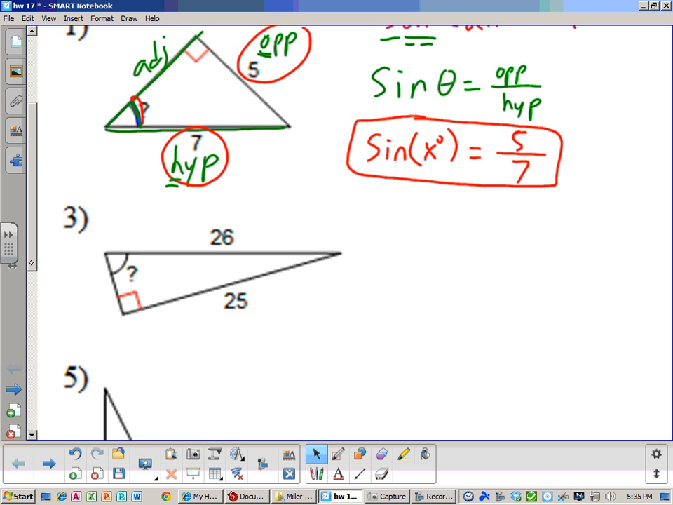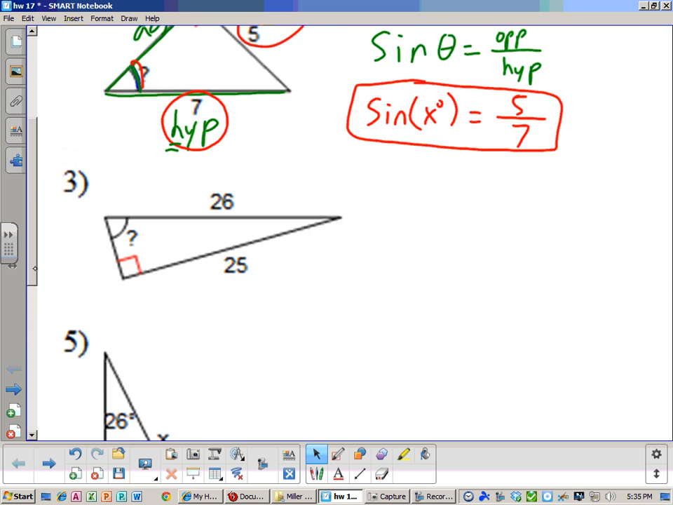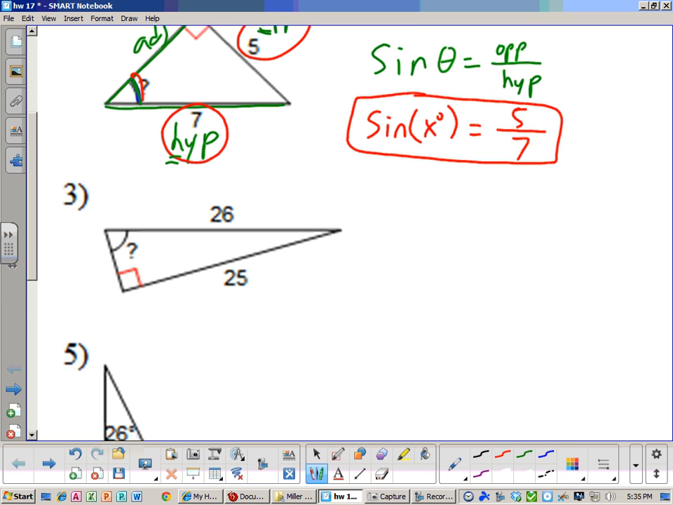Number 3. It's another angle problem. Here's our angle. This is our hypotenuse. It's our longest side. The right angle always generally tends to point at the longest side. And this is our opposite side, the side that's farthest away from the angle.